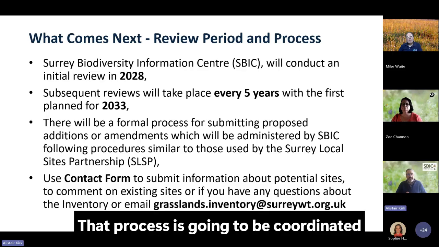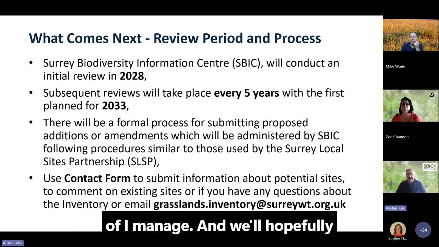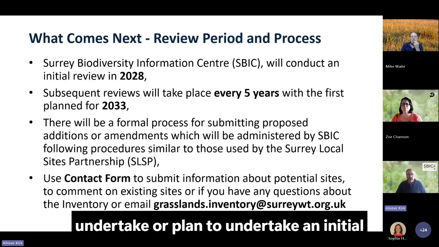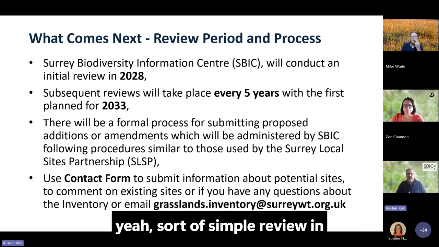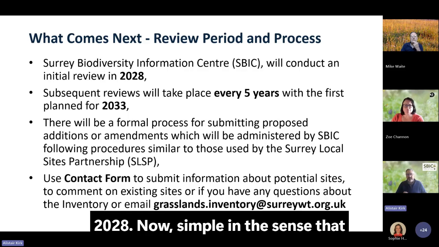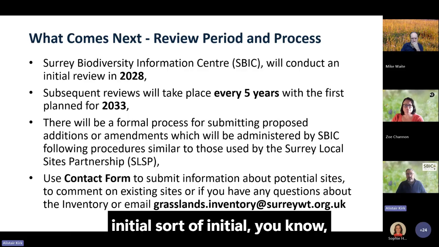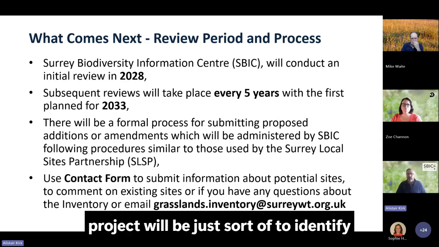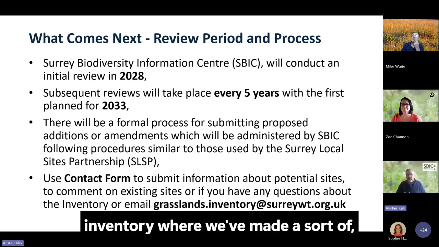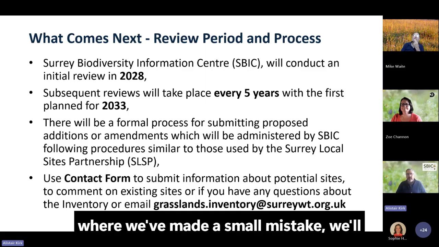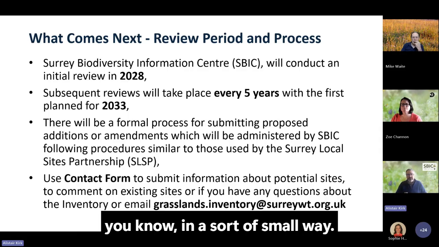So that process is going to be coordinated by the Surrey Biodiversity Information Centre. That's the organisation that I manage, and we plan to undertake an initial, probably quite simple review in 2028. Simple in the sense that we would just like to identify where errors may have been incorporated into the inventory, where we've made a small mistake, and we'll be able to use that initial period to update the inventory in a small way.